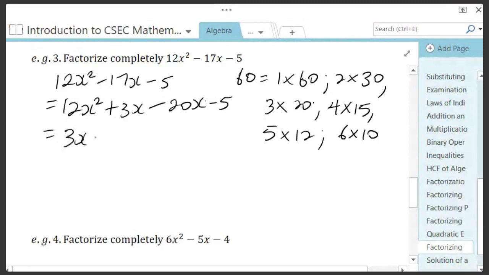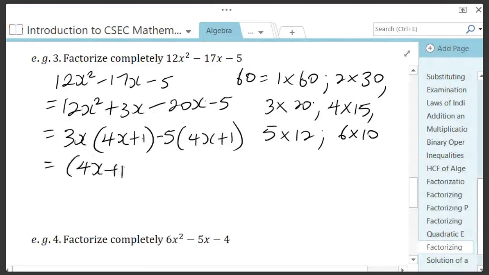12x squared divided by 3x here is 4x. 3x divided by 3x is 1. Repeat the bracket here. 4x plus 1. Minus 20x divided by 4x here is minus 5. Minus 5 multiplied here by 1 is minus 5. So factorizing all the brackets here, 4x plus 1, and we remain with 3x minus 5 in the other bracket. Is this clear with you all?